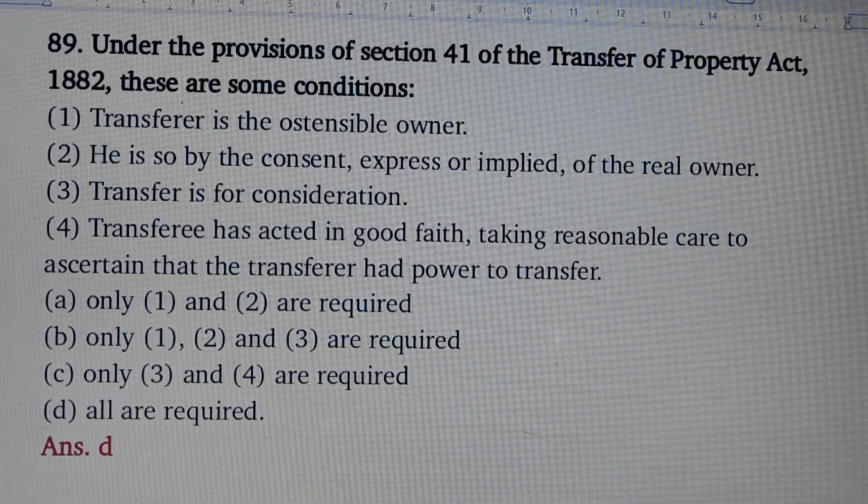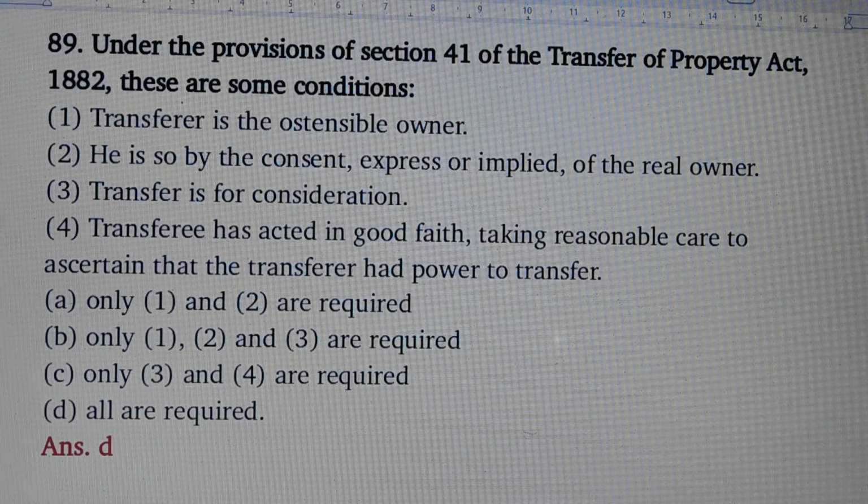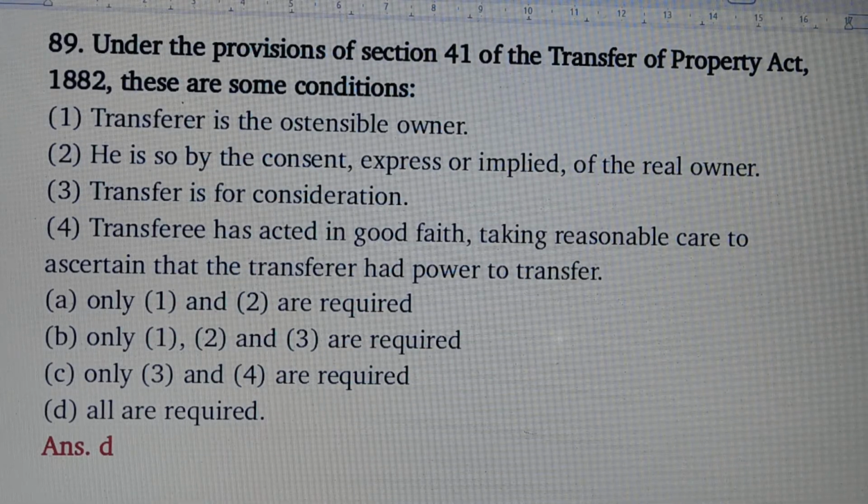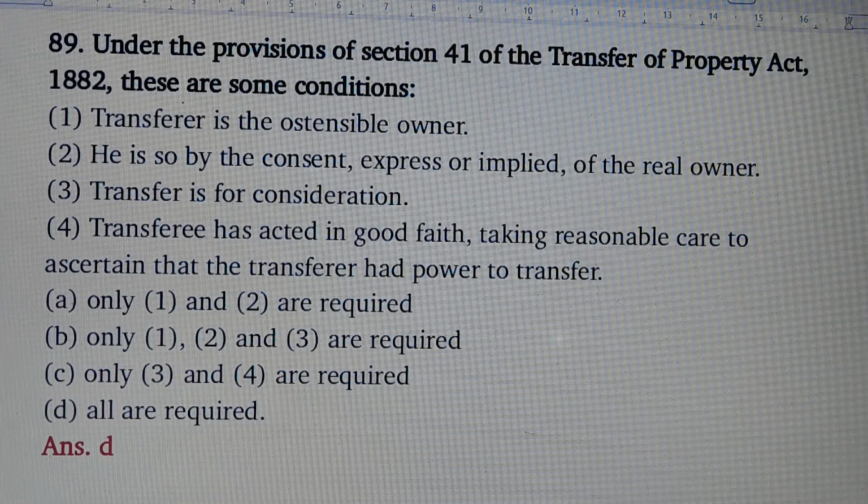Question number 79. Under the provision of section 41 of the Transfer of Property Act, these are some conditions. Conditions are: first, transferor is the ostensible owner. Number 2, he is so by the consent, express or implied, of the real owner. Number 3, transfer is for consideration. Number 4, transferee has acted in good faith, taking reasonable care to ascertain that the transferor had power to transfer. Answer is option D. All conditions are required.